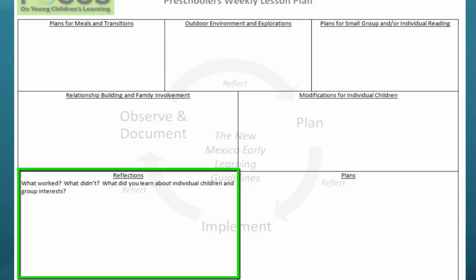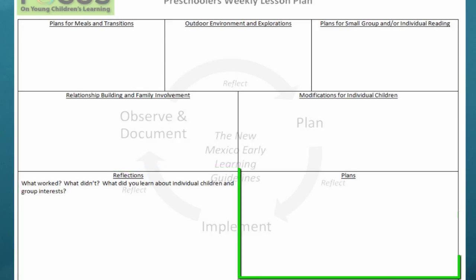Reflections. This section is filled out after the plans on the lesson plans have occurred. Reflections help guide the educator's planning for the following week. Plans. Write out future plans based on your reflections for the week.